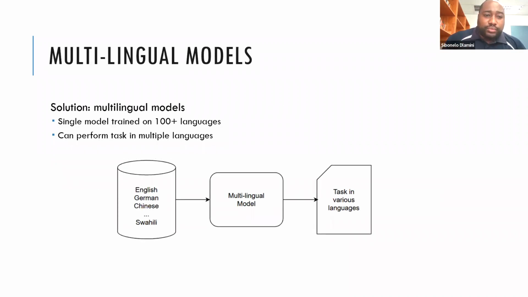So the solution that NLP researchers came up with is that, well, we will train one model on a whole lot of languages. And that means that instead of just feeding the machine learning model with English data, we're going to feed it with English, German, Chinese, Swahili, etc. And it's going to acquire a vocabulary for all of these languages, and it's going to learn how to perform one task in a whole number of different languages. So these are multilingual language models.